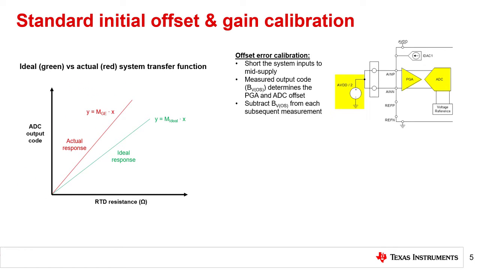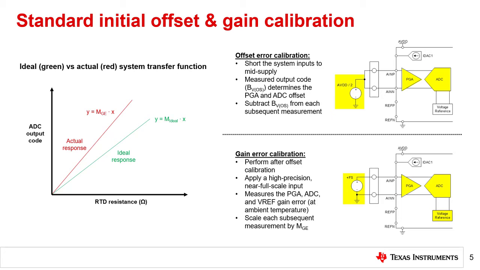Performing this action shifts the actual response in red down toward the ideal response in green. Each response still has a different slope, but both now have the same y-intercept. After offset calibration is complete, perform a gain calibration by applying a high-precision, near full-scale input to the system.